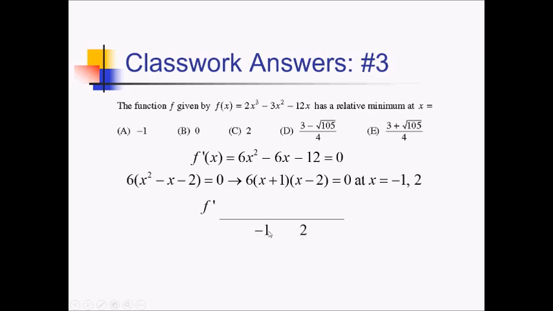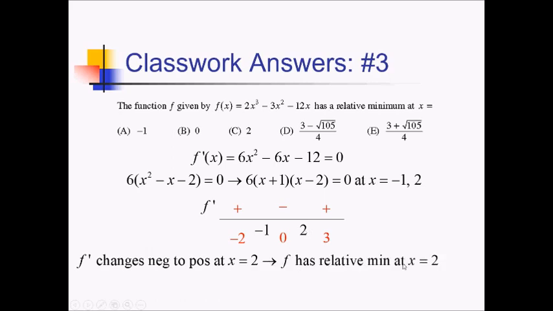Something to the left of negative 1 I'll test out, like negative 2. So that's going to be a negative times a negative, comes out positive. Between negative 1 and 2, I'm going to test out 0. That's a positive and a negative, so negative overall. And something bigger than 2, like 3, that's positive, positive, comes out positive. We wanted a relative min. I see that f prime changes from negative to positive at x equals 2. So that means f has a relative min at x equals 2, which is choice C.